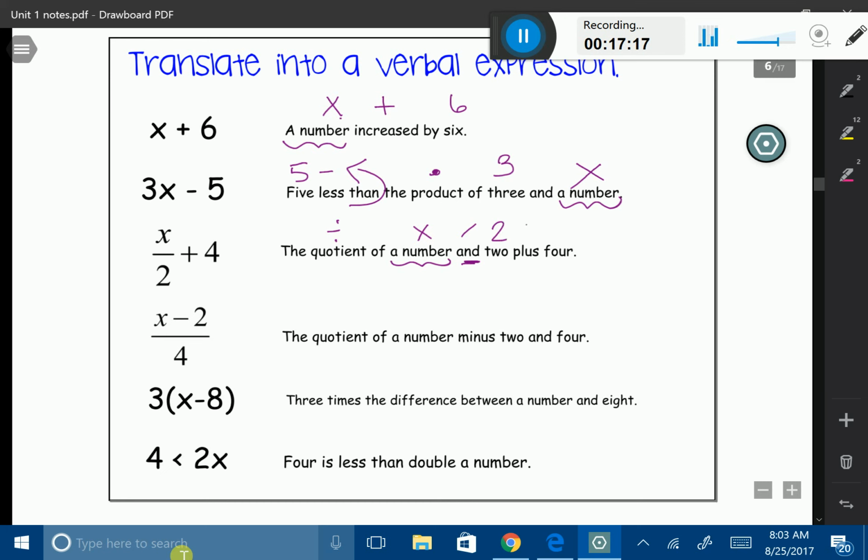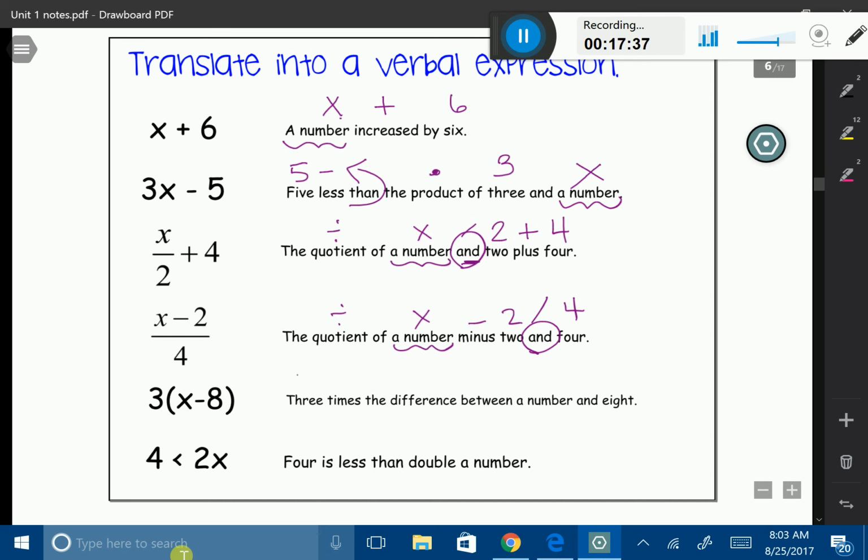2, and then I'm going to tack my 4 on the end. Remember, the "and" is telling you where to place the fraction bar. The next one, the quotient of a number minus 2. There's my "and." That's my fraction bar. And then 3 times the difference.